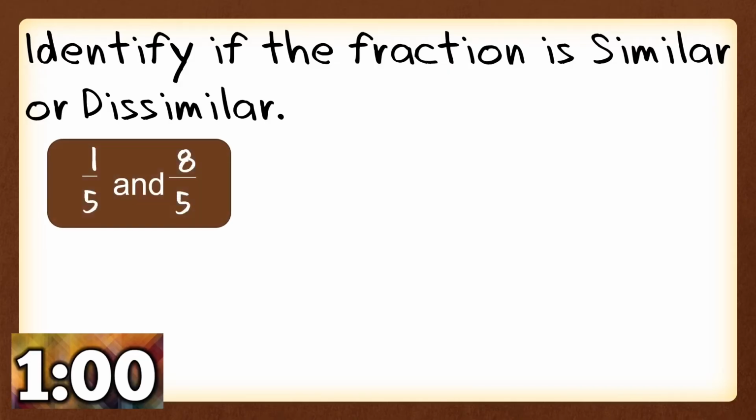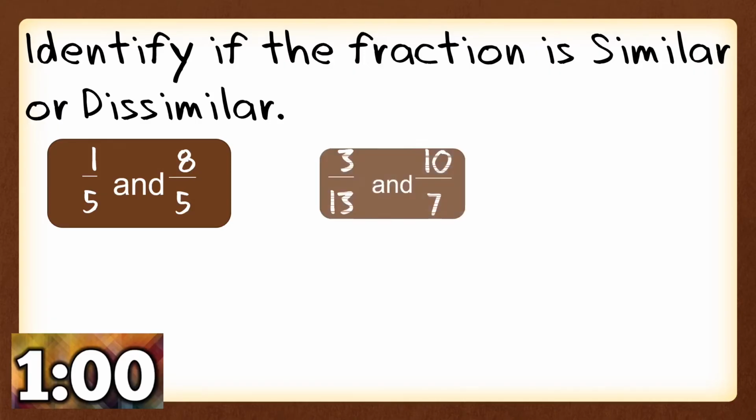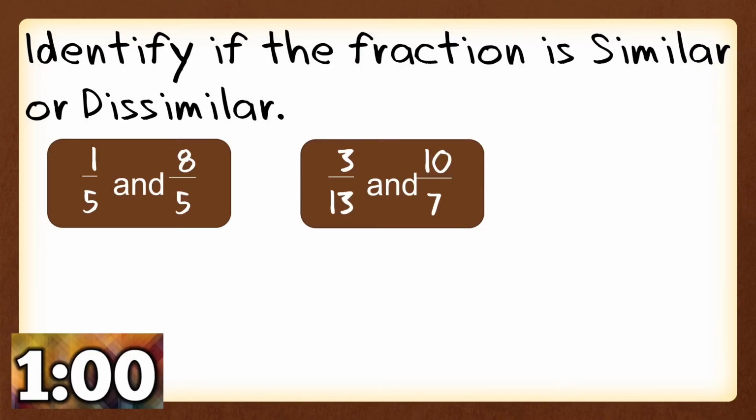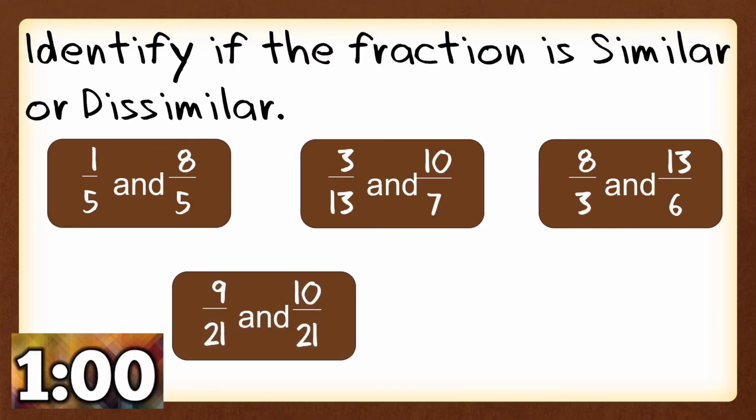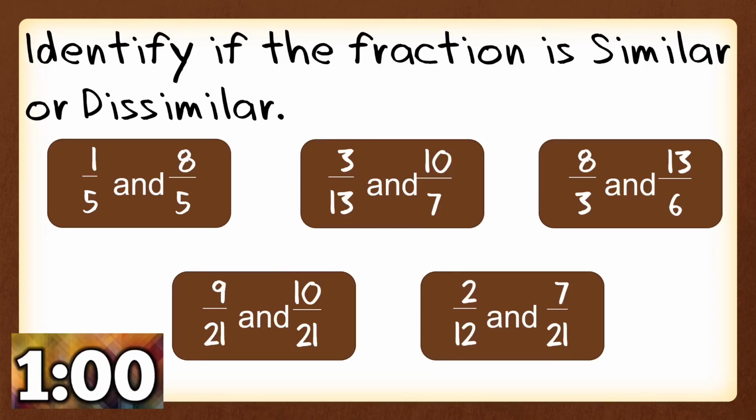Number 1, 1 over 5 and 8 over 5. Number 2, 3 over 13 and 10 over 7. Number 3, 8 over 3 and 13 over 6. Number 4, 9 over 21 and 10 over 21. And number 5, our last number, is 2 over 12 and 7 over 21. So your 1 minute starts now.